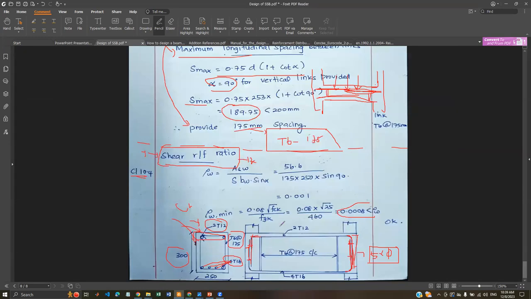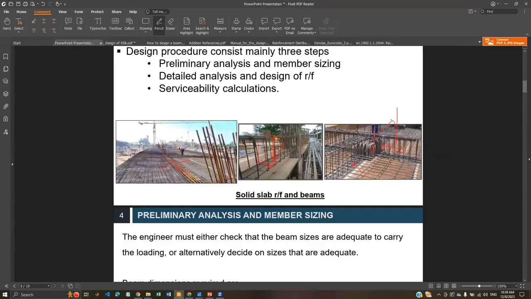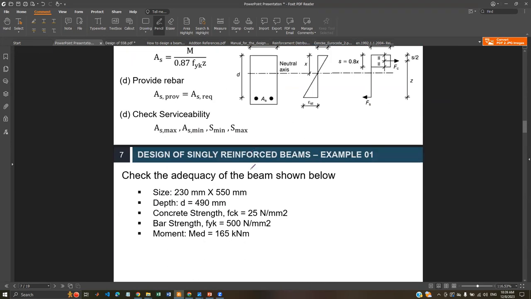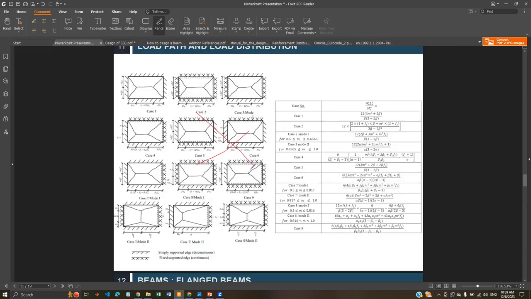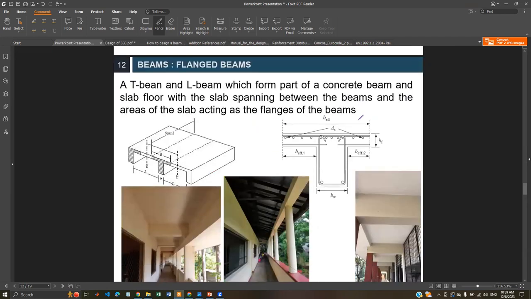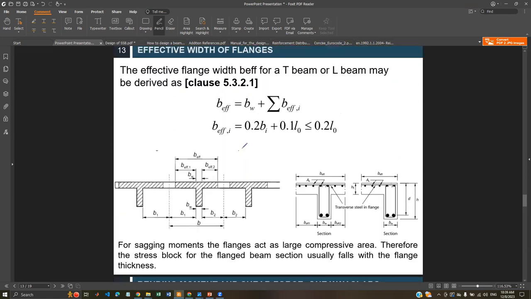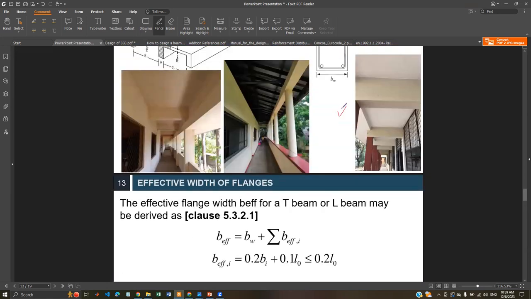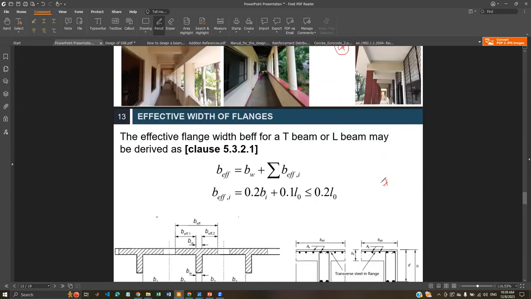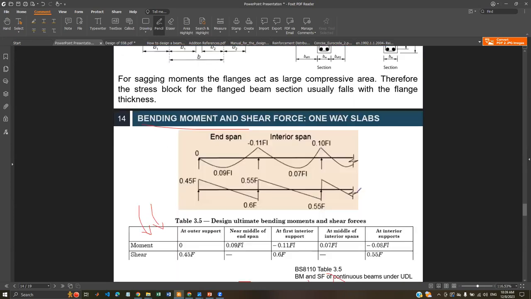So this is for the simply supported beam. We'll be using the same thing for other kinds of beams, but for other kinds of beams the additional part is that we need to find the effective area of that beam. Why do I need to find the effective area? You can see this in the next class, where I will explain the flange beam, and then our beam design will be over.